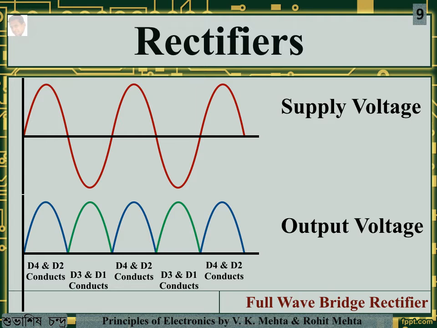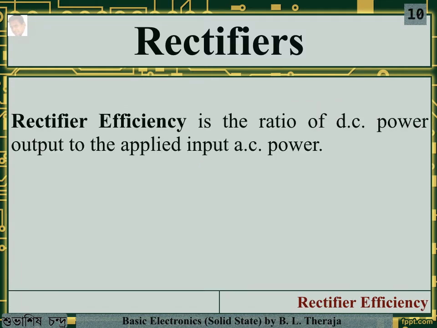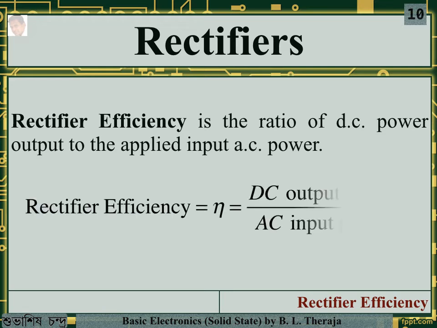Owing to its advantages over the previous two types of rectifiers that we have seen, this is the most commonly used rectifier. Now let's look into certain technical aspects of rectifiers. The first is the rectifier efficiency. It is defined as the ratio of DC power output to the applied input AC power and is denoted by the Greek letter eta. Let us try to find the value of this efficiency for a half wave rectifier.